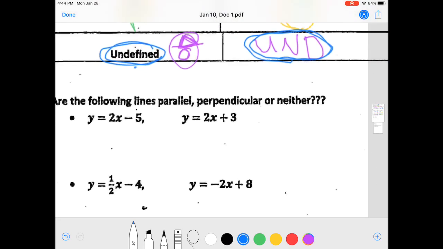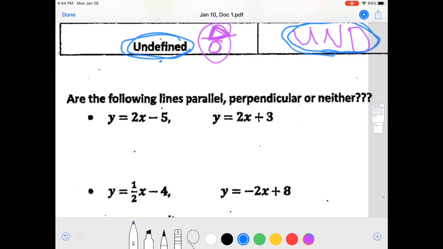Now we need to come in and figure out if these are parallel, perpendicular, or neither. So first, gotta deal with what is the slope. So the slope of the first one is going to be where our m is of our slope-intercept form. So our slope, I'm going to just put s, slope is 2. For the second one, we've got 2 as well, so s is 2.